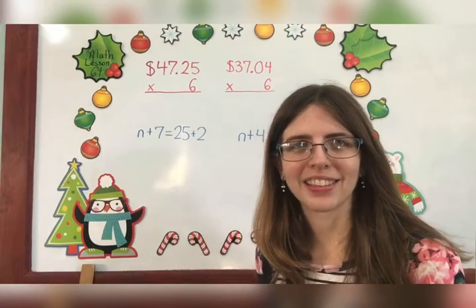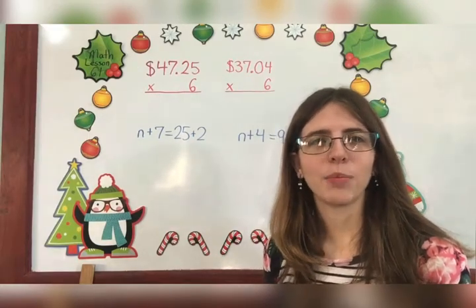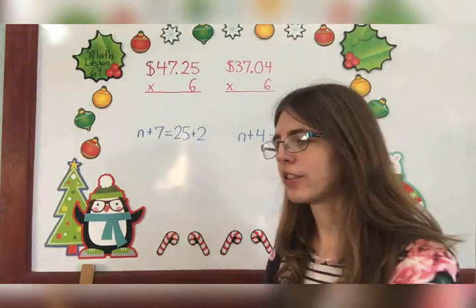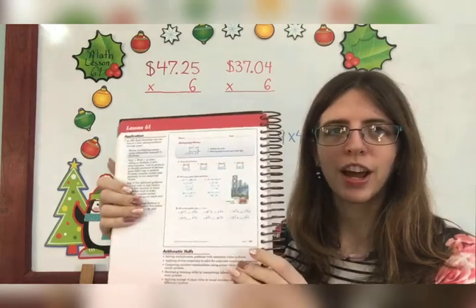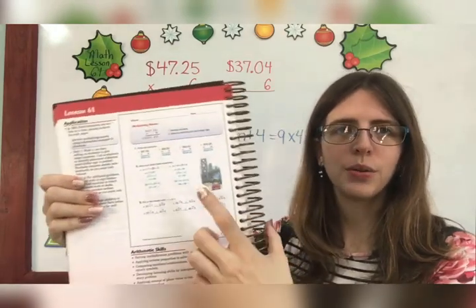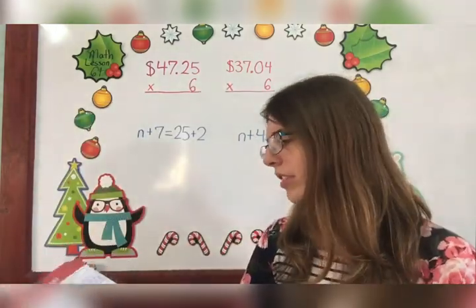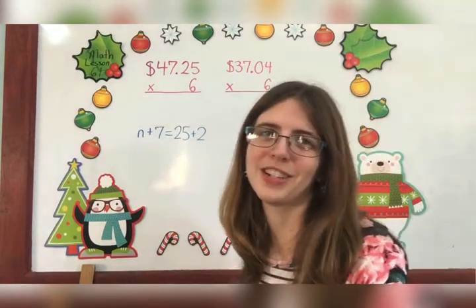Guys, welcome to math class today. Let's get started with our lesson. We are talking about multiplying money. This is lesson 61 on pages 121 through 122. It looks like this, with the Oakland Bay Bridge on the front of your page.